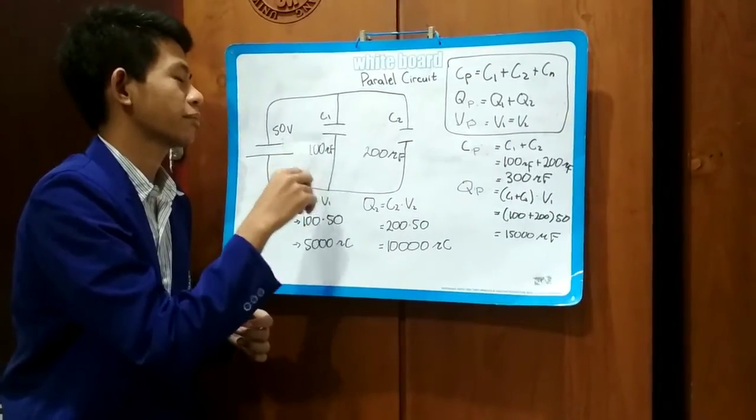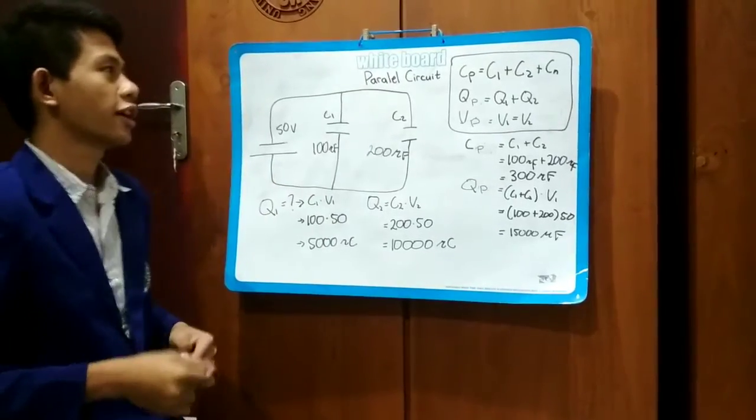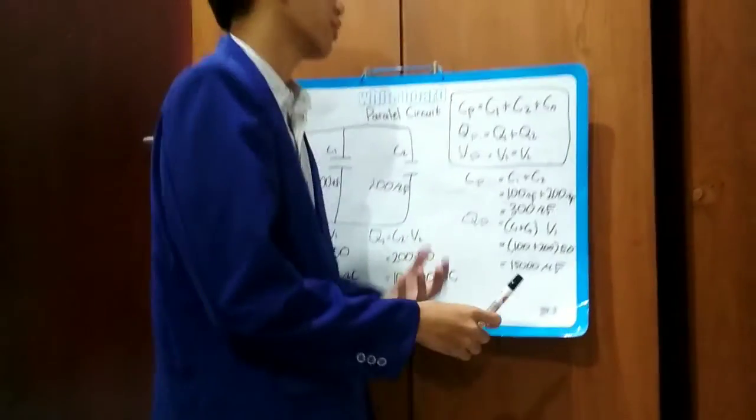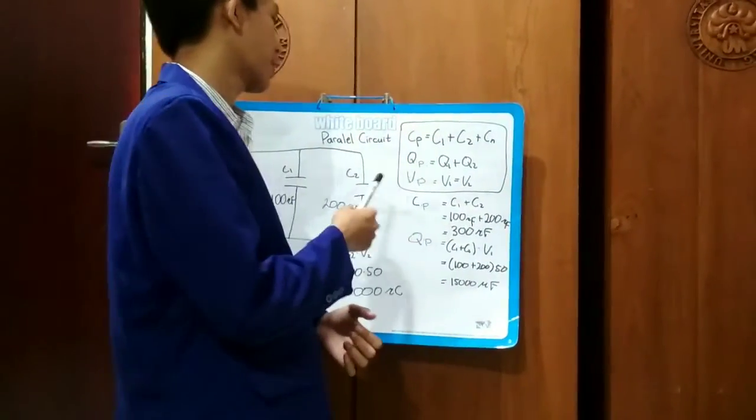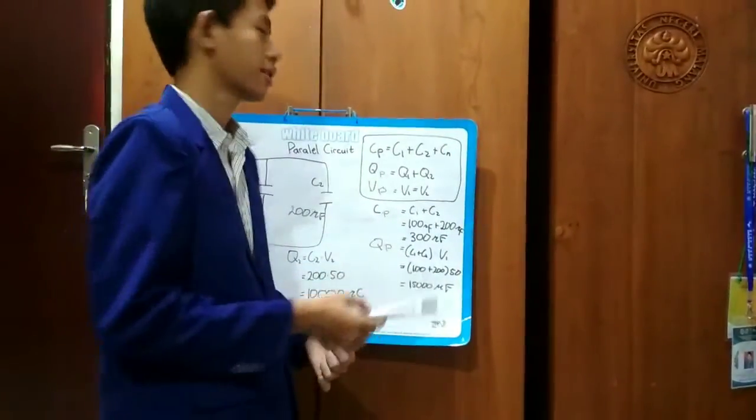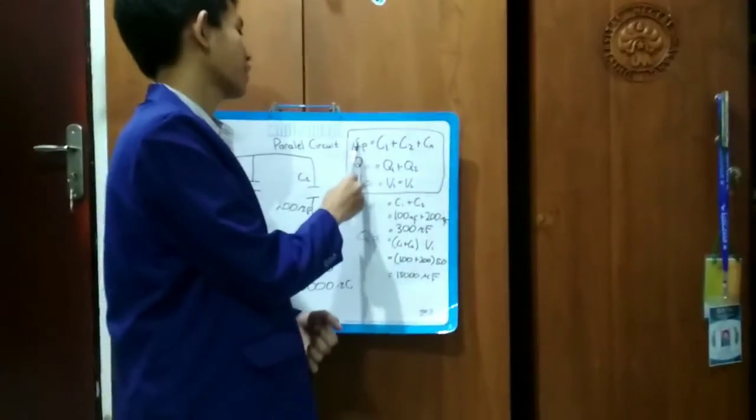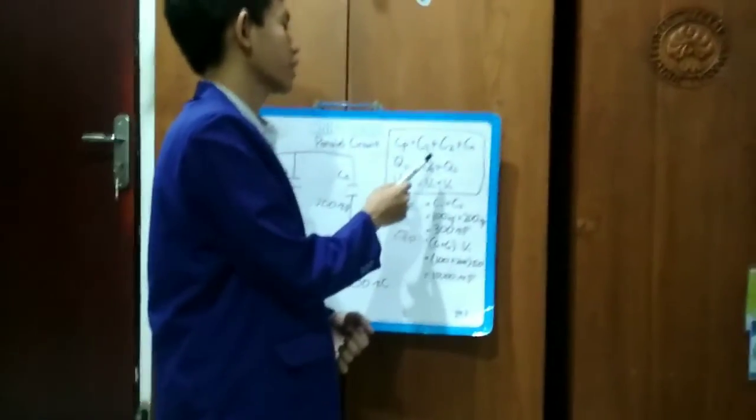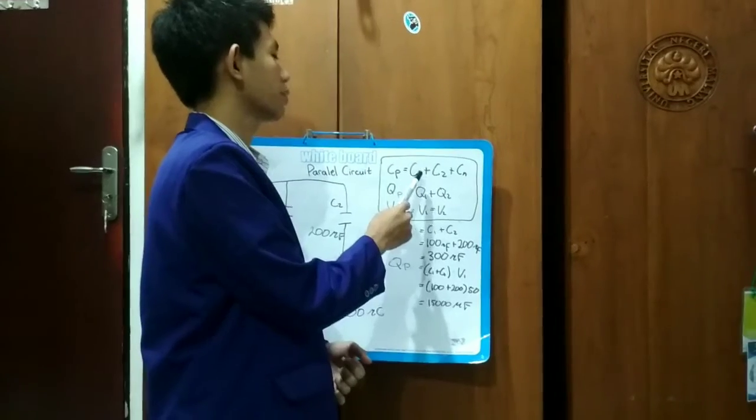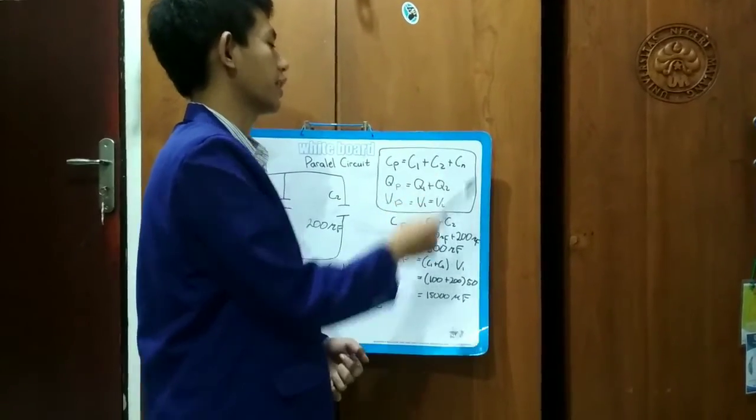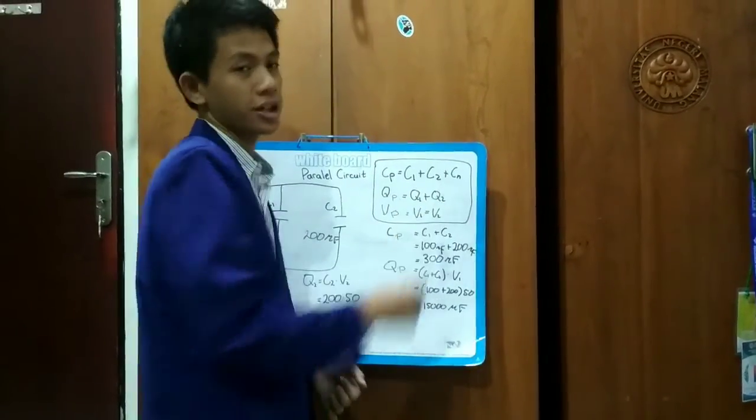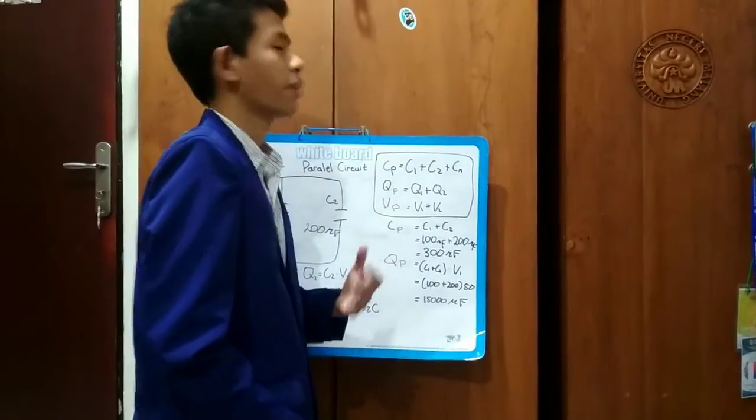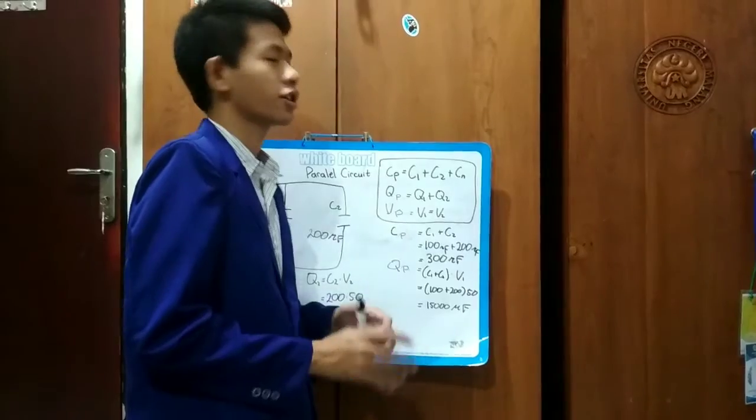The capacitance in parallel circuits is simply the sum of each element in parallel circuits. So capacitance in parallel circuits is equal to C1 plus C2 plus Cn. The meaning of n in here is it depends how many capacitors you have.